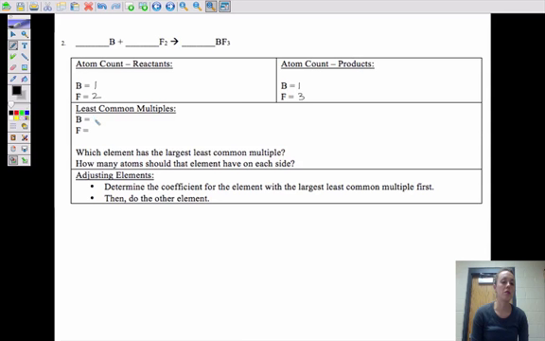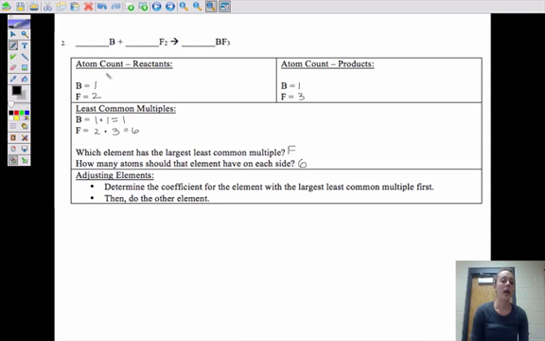Step 2 is to do the least common multiples. I have 1 atom of boron on the left times 1 atom of boron on the right, and that's 1. But I have 2 atoms of fluorine on the left times 3 atoms of fluorine on the right, and that equals 6. If I compare these 2 numbers, obviously 6 is bigger, so fluorine has the largest least common multiple, and our goal is to get 6 atoms of fluorine on each side.